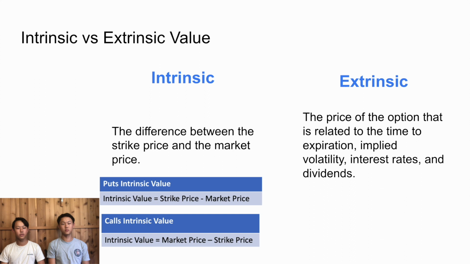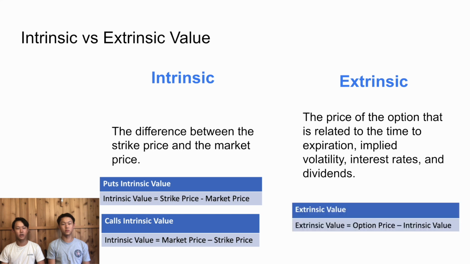The extrinsic value is the price of the option that is related to the timed expiration, implied volatility, interest rates, and dividends. It can be calculated by subtracting the intrinsic value from the option price. All options have extrinsic value, while only some have intrinsic value.